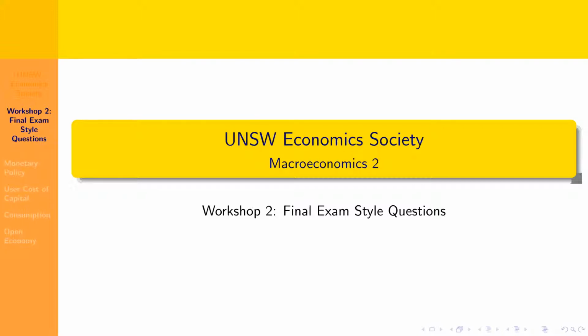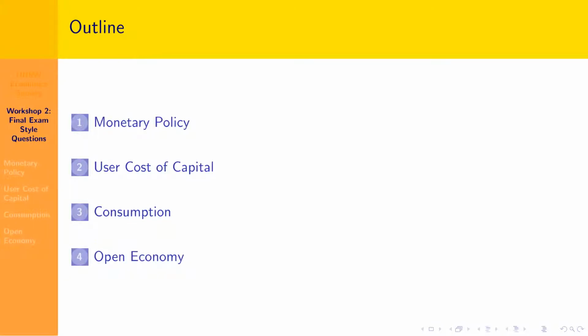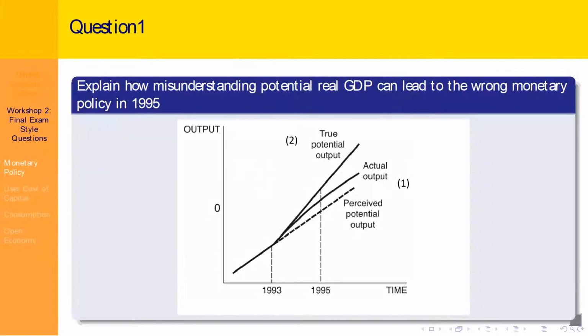In this video, we'll be covering some final exam style questions. The topics that we will be covering include monetary policy, user cost of capital, consumption, and the open economy. Question 1. Explain how misunderstanding potential real GDP can lead to the wrong monetary policy in 1995.